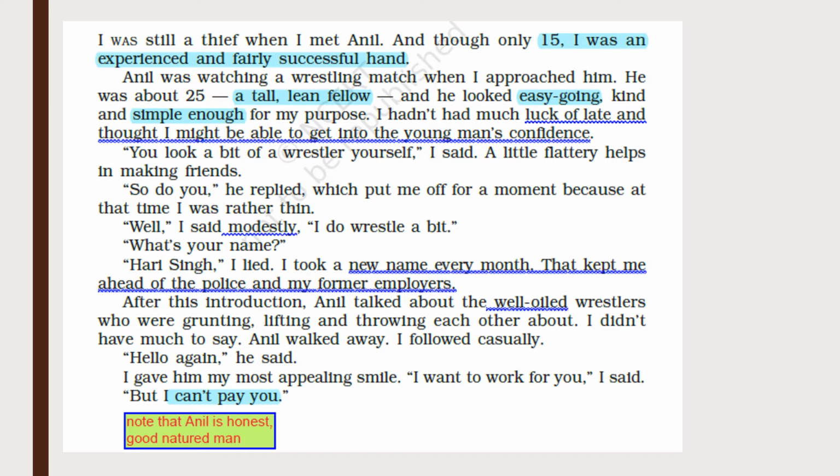People can become your friends easily with a little flattery. It is easy to befriend people. So how does he use flattery?